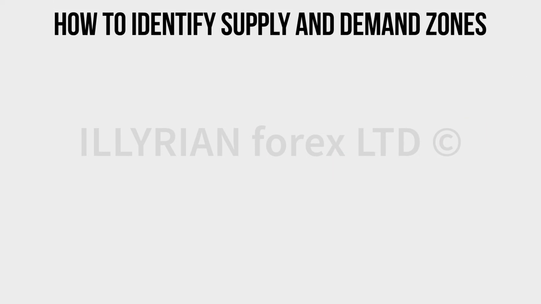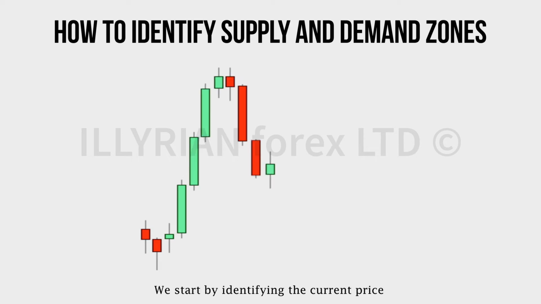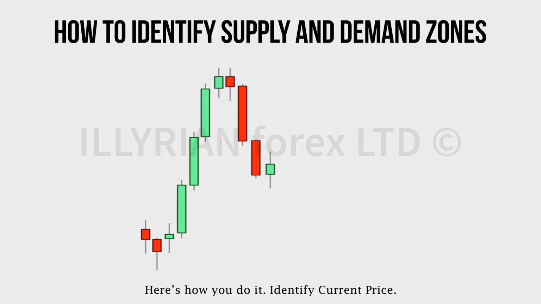How to identify supply and demand zones? Simple answer: just look at the price action. We start by identifying the current price, then we look to the left until we find a big strong move up or down. Here's how you do it. Identify current price. Look to the left to find an ERC in the last drop or rally.